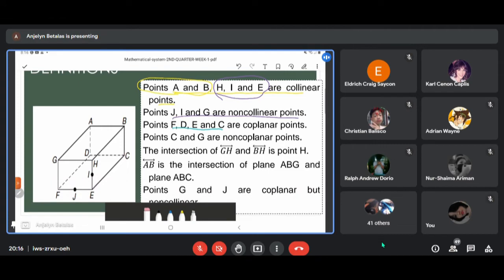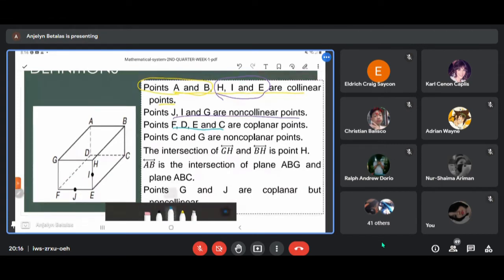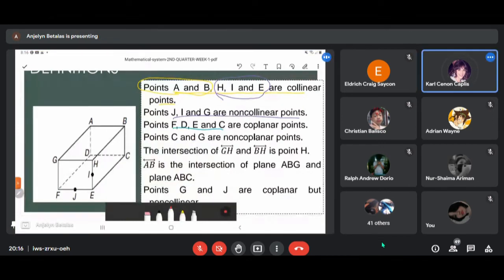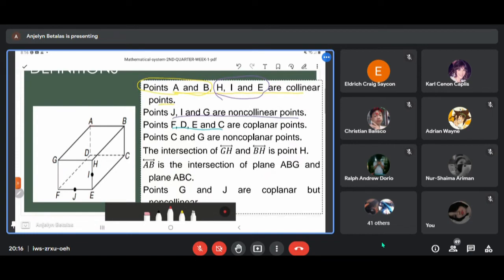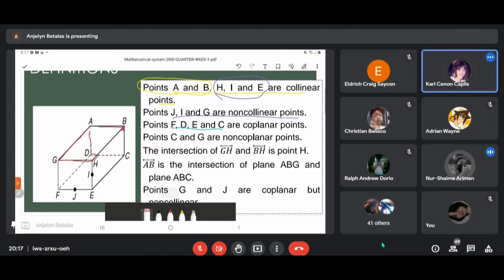Next, line AB is the intersection of plane ABG and plane ABC. Draw plane ABG, and then another plane ABC. Imagine the top and the side, like on your carton. Their intersection is line AB. Correct. Did you visualize it? Yes. Okay.